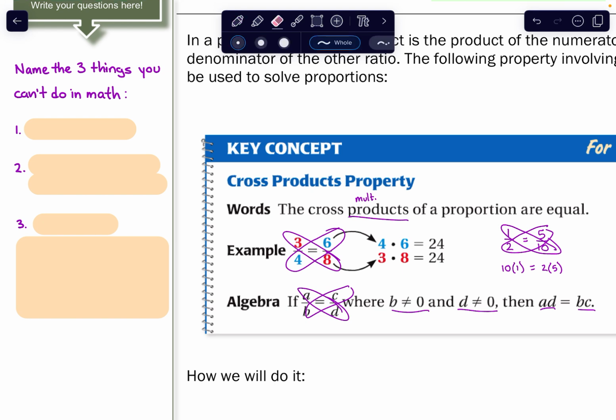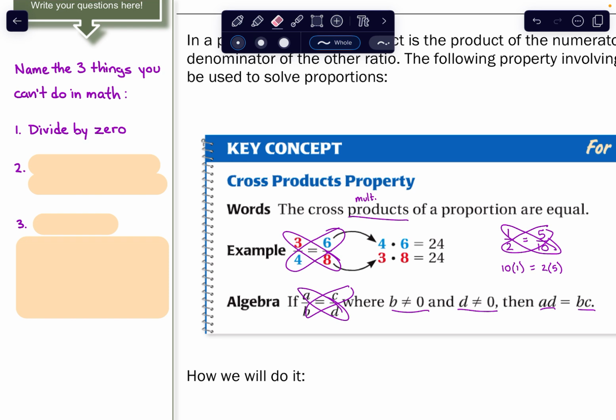Well, there's 3 things you can't do in math. You can't divide by 0. That's one. If you try it on the calculator, if you do 4 divided by 0 and hit enter, it will give you an error. You cannot do it. It's kind of like saying, take these 4 apples and divide them into 0 groups. Well, unless you can make apples disappear, you can't do that.